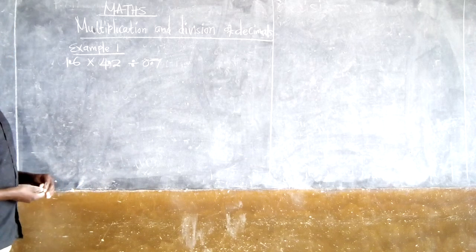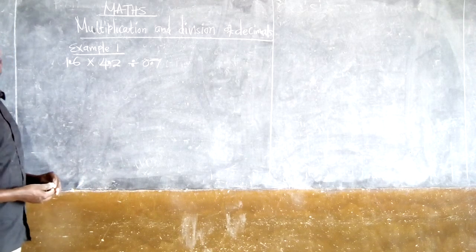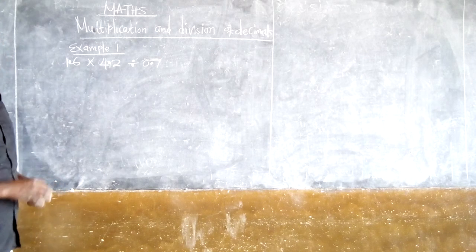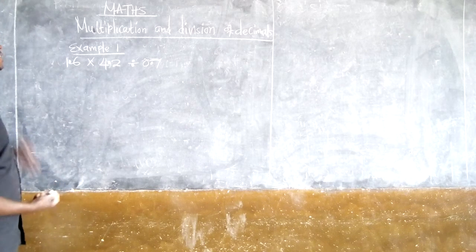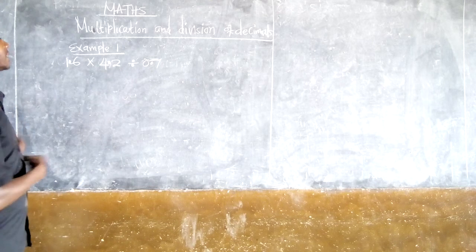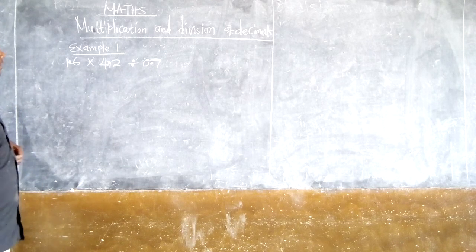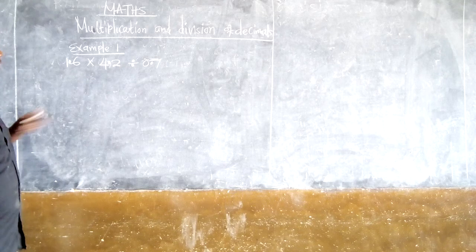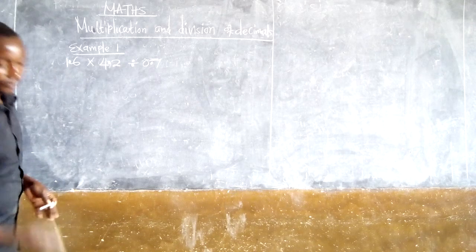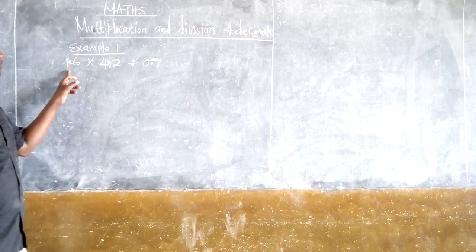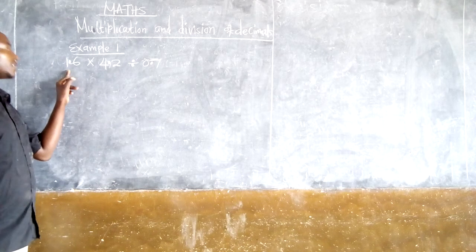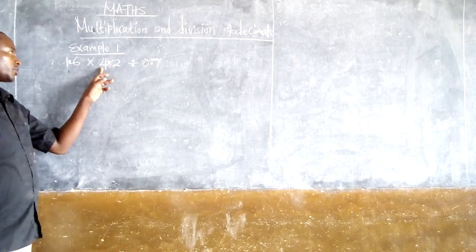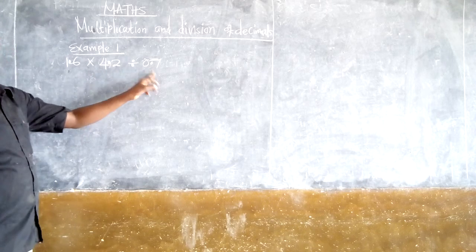And today I want to look at multiplication and division of decimals. To begin with, I want to look at example 1, and my example 1 is 1.6 multiplied by 4.2 divided by 0.7.